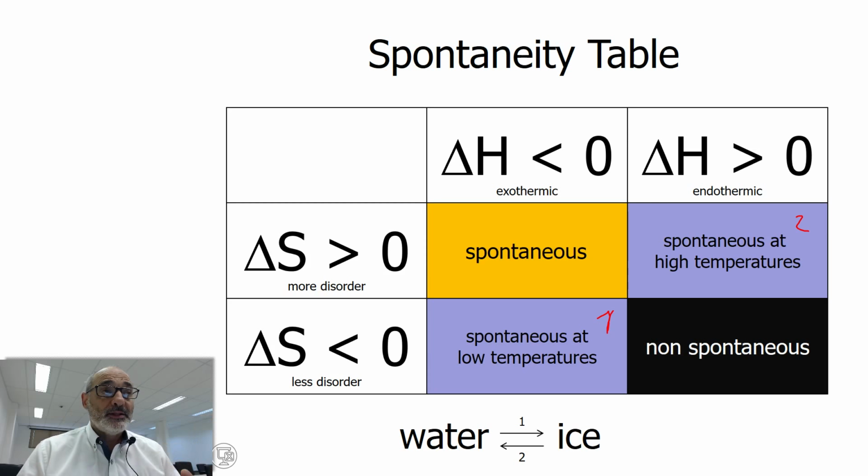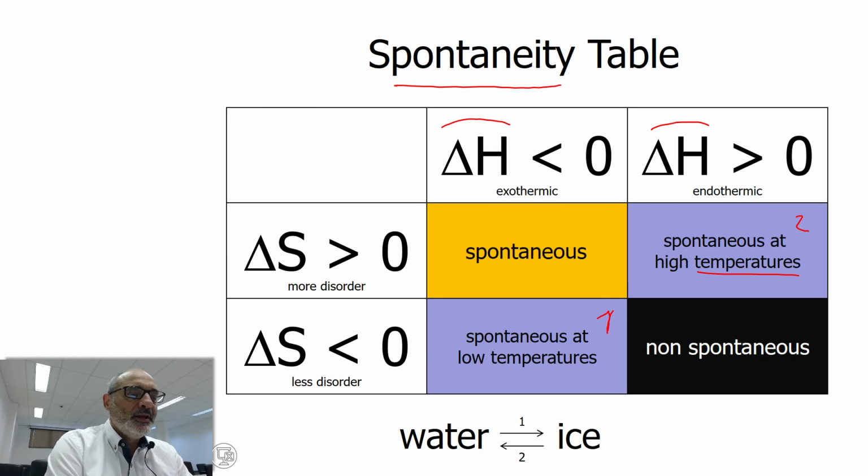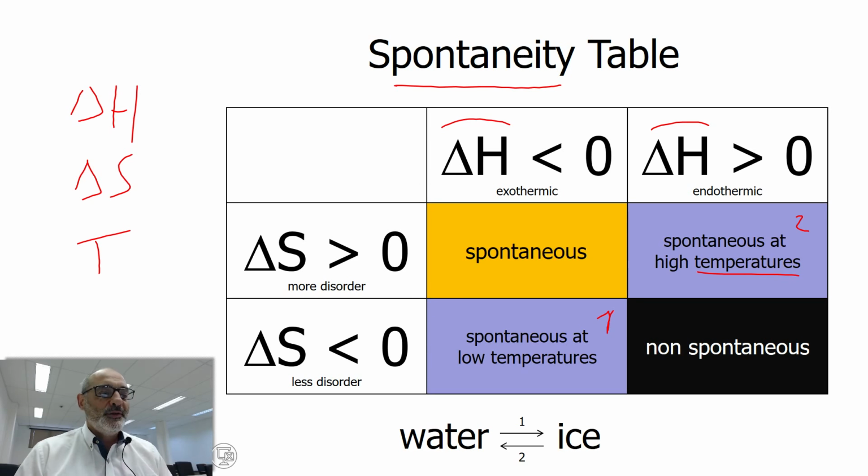So this spontaneity table is very important because we're going to propose right now how this measure of spontaneity can be calculated, assessed in terms of these variables. We already know it has to do with enthalpy and entropy, but also with temperature. So we must propose a variable to measure spontaneity that takes into account delta H, enthalpy, also entropy, and also temperature. So we have to mix these variables somehow to give birth to this measure of spontaneity.